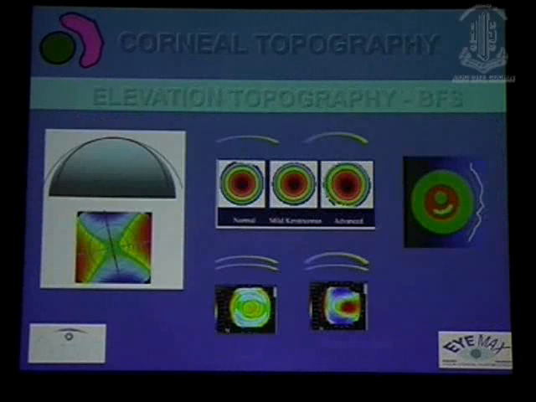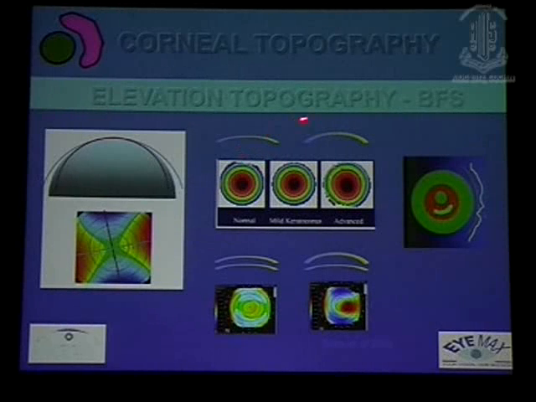Now, however, just having raw elevation data of these maps does not suffice, because what we are measuring is very, very minute or subtle abnormalities of the corneal curvature. And if we take only the elevation data in the raw form and convert it into color coded maps, we'll not find much difference.